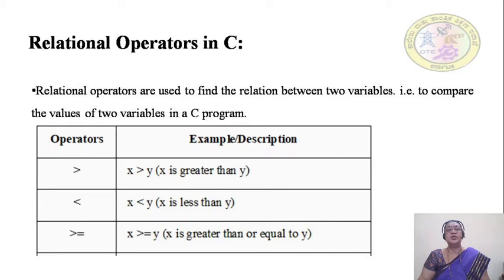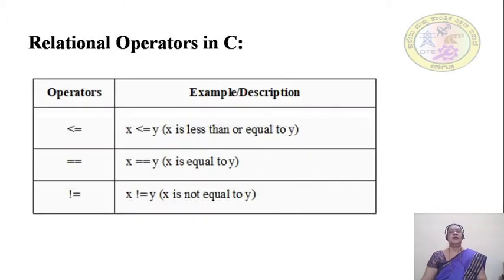The various relational operators are: greater than, for example x greater than y, which means that x is greater than y; less than, x less than y, meaning x is less than y; greater than or equal to, x greater than or equal to y, meaning x is greater than or equal to y; less than or equal to, x less than or equal to y, meaning x is less than or equal to y; double equal to, x double equal to y.